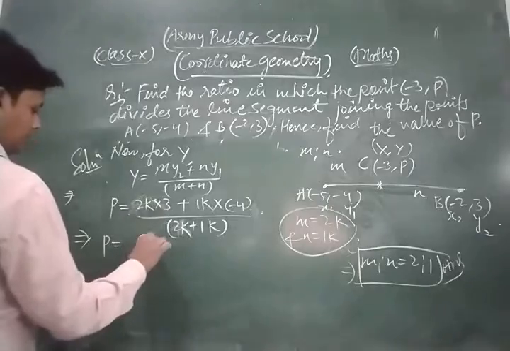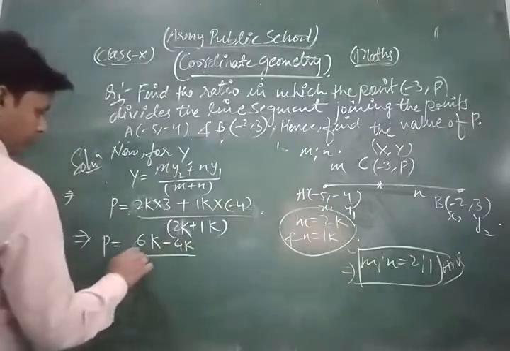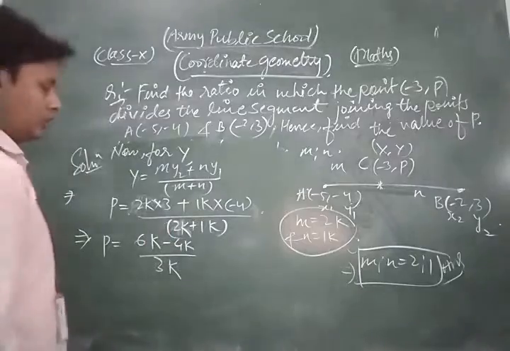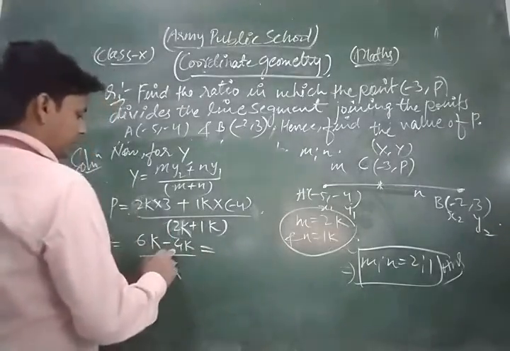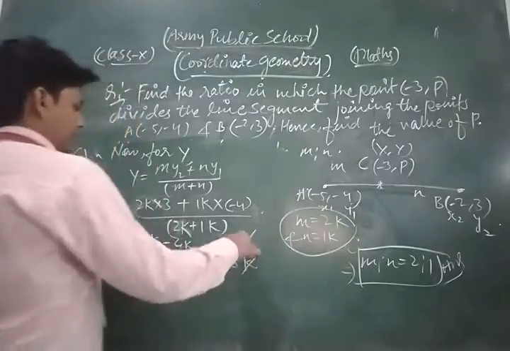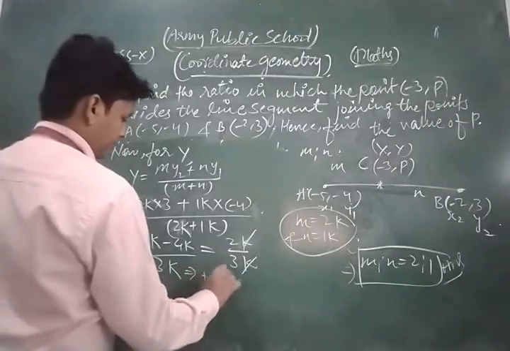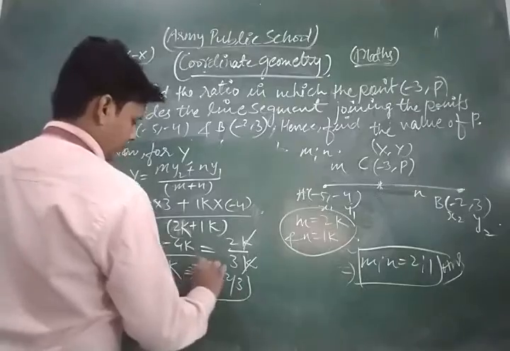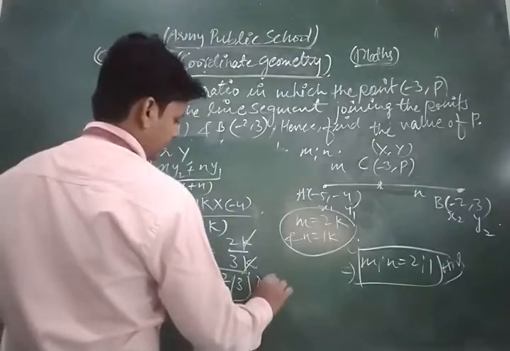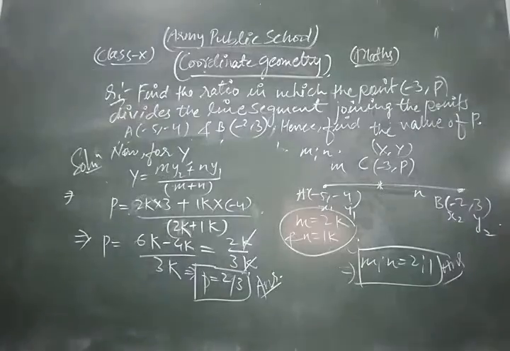Three twos are 6k minus 4 ones are 4k upon 2 plus 1, 3k. Now we have 6 minus 4k, this is 2k upon 3k. So k cancels to each other. Thus the value of p is 2 by 3. This is the required solution of the given question.